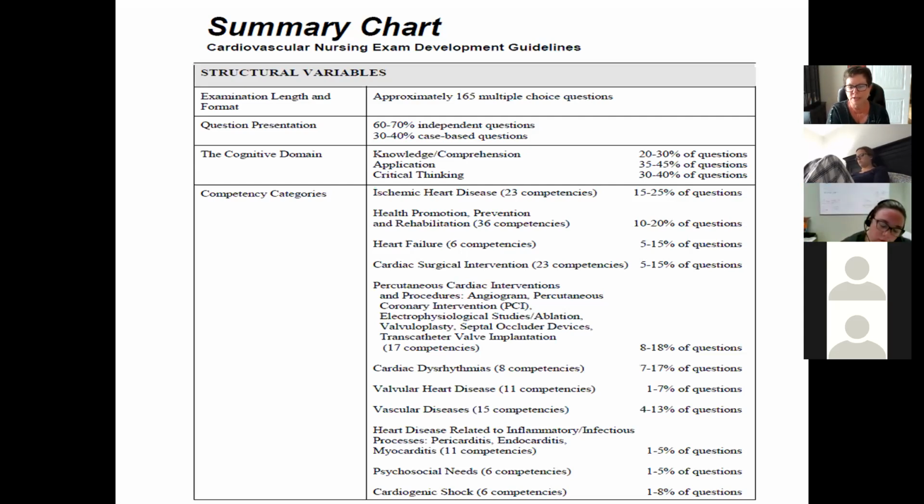And then cardiogenic shock. If that's your biggest fear, I don't want you to fear, because there are not very many questions on cardiogenic shock. So the majority are up here in ischemic heart disease, and they decrease as we go down this list. So those are your competencies, and those are the weeks of readings that you've done.